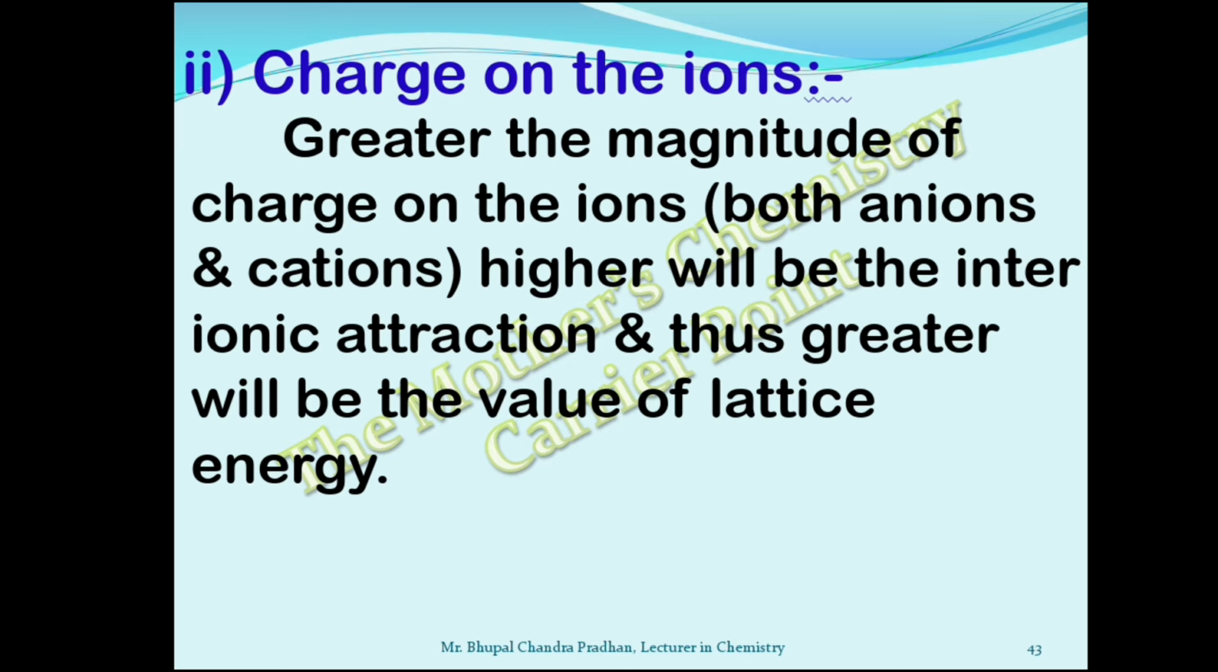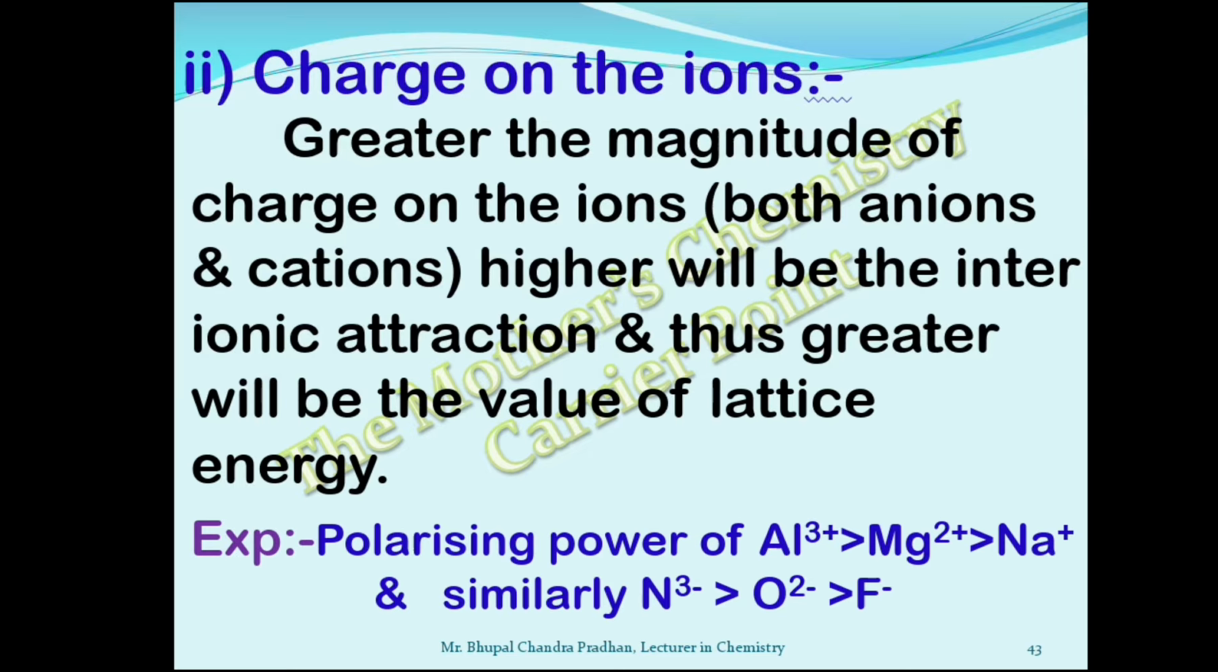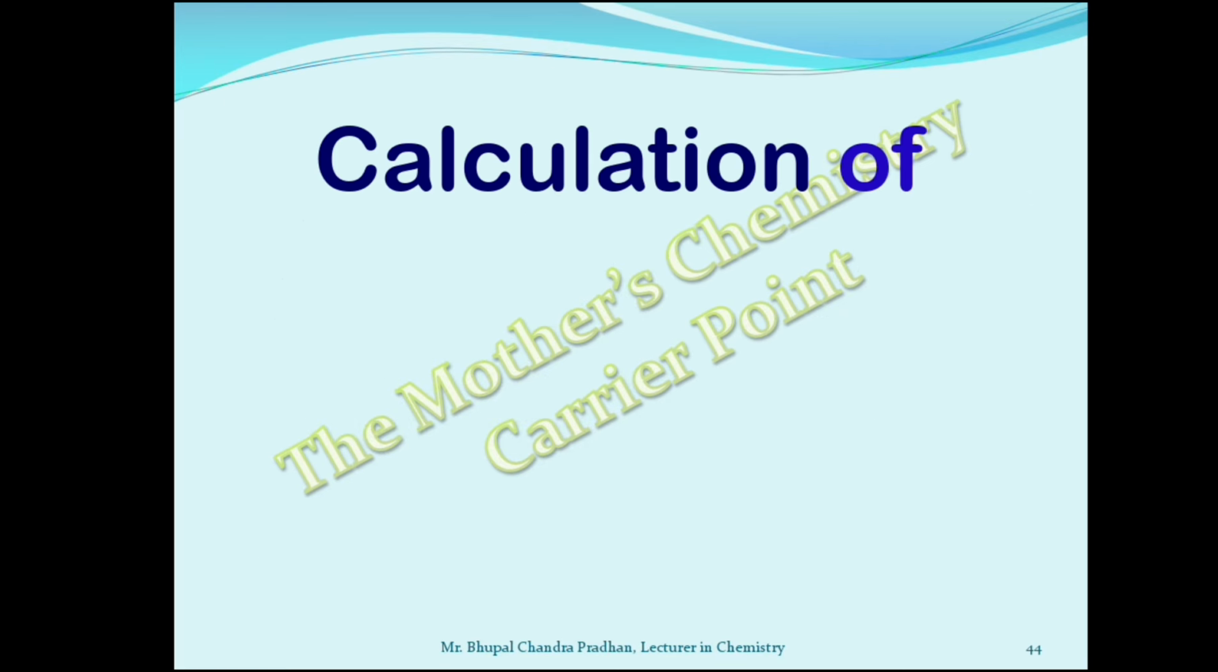Charge on the ion. Greater the magnitude of charge on the ions, both of cation and anions, higher will be the interionic attraction and thus greater will be the value of lattice energy. Polarizing power of Al3+ ion is more than Mg2+ ion, which is more than Na+ ion. Similarly, the polarizing power of N3- is more than O2-, which is more than F-.